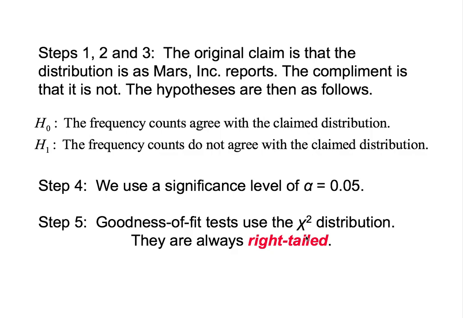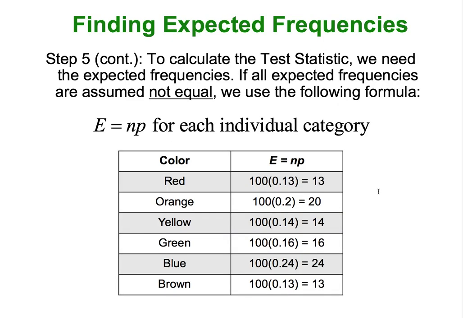And now we go through the steps of our hypothesis test. Steps 1, 2, and 3 are simply that the null is that the frequency counts agree, and the alternative is they do not agree. This would normally mean that we would have a two-tailed test, but we have a right-tailed test because goodness of fit tests are always right-tailed. And as I said before, we're using a significance level of alpha equals 0.05.